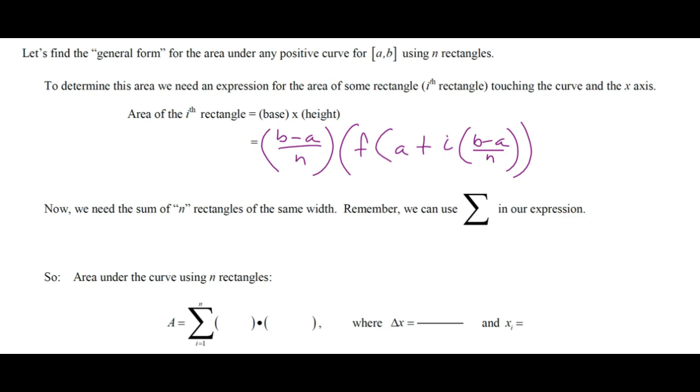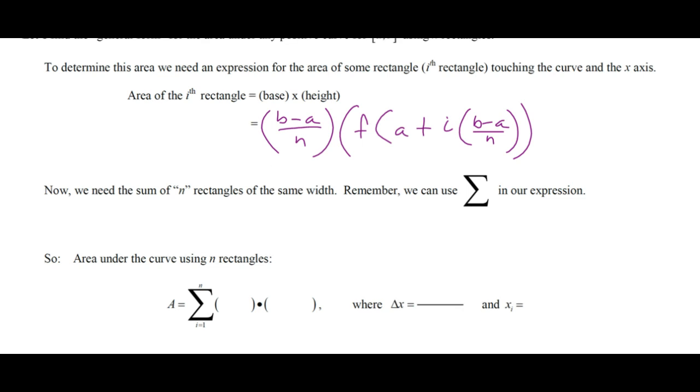So that's our height, right? So we're getting x sub i, but x sub i is a plus i delta x, which is a plus i times (b minus a) over n. We're just kind of substituting our way through. Now, we need to add up the sum of n rectangles of the same width, so we can use sigma.